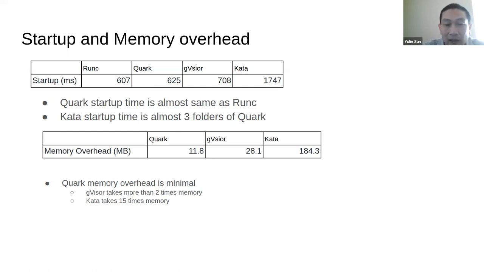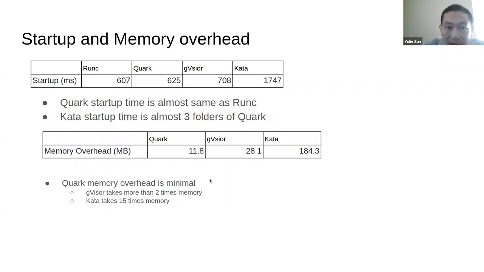Kata started a full Linux kernel, and it has already done much optimization, so this is almost two seconds of startup time. I think it's pretty good, but still it is a full Linux kernel. So for startup time, Kata is the slowest.